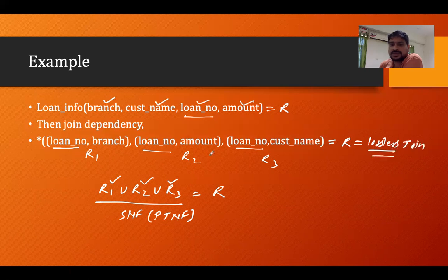And this decomposition is lossless decomposition. After joining, we have lossless join, which means we'll get exactly R. No extra information will come. So in that way, I can say that it is in fifth normal form or it is in project join normal form.